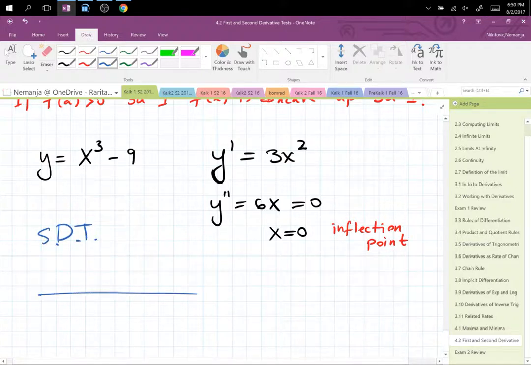You partition and we have only 0. Our domain is negative infinity to positive infinity. We pick 2 test points. Again, pick these guys, doesn't matter.